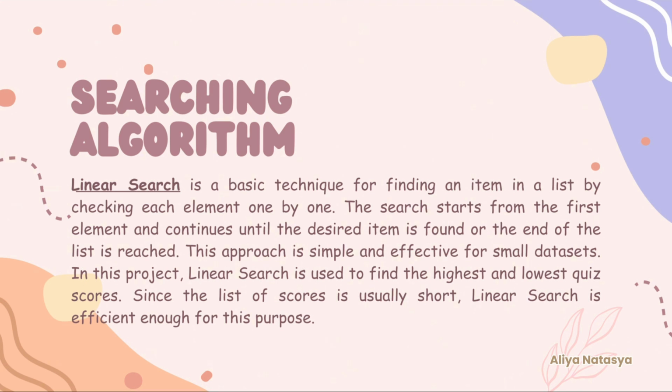Linear search is a basic technique for finding an item in a list by checking each element one by one. The search starts from the first element and continues until the desired item is found or the end of the list is reached. This approach is simple and effective for small data sets. In this project, linear search is used to find the highest and lowest quiz scores. Since the list of scores is usually short, linear search is efficient enough for this purpose.